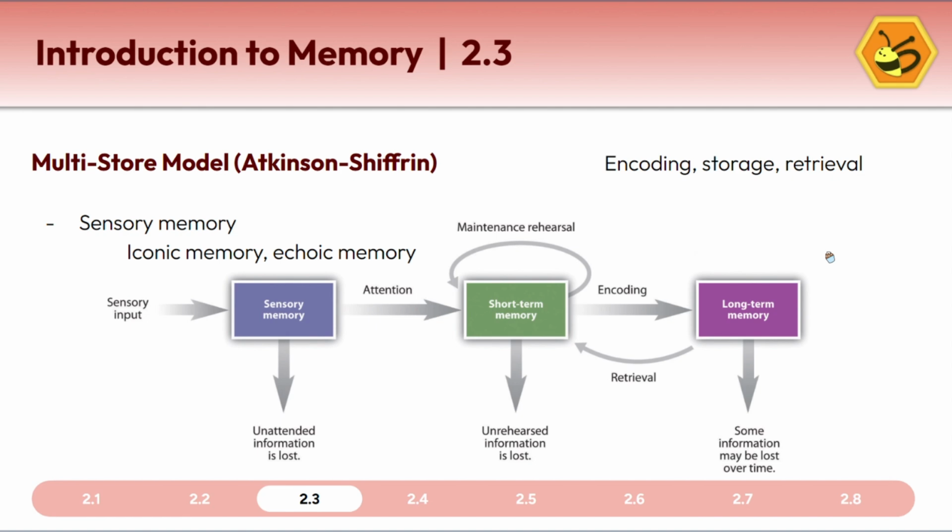Okay, let's use an example for the entire multi-store model. So let's say I'm learning about cats in class. I'm going to have both an iconic memory and an echoic memory of the cat depicted on the slideshow and my teacher speaking. However, if I wasn't paying attention, my learning ends there. You can see that right here, that unattended information is lost.